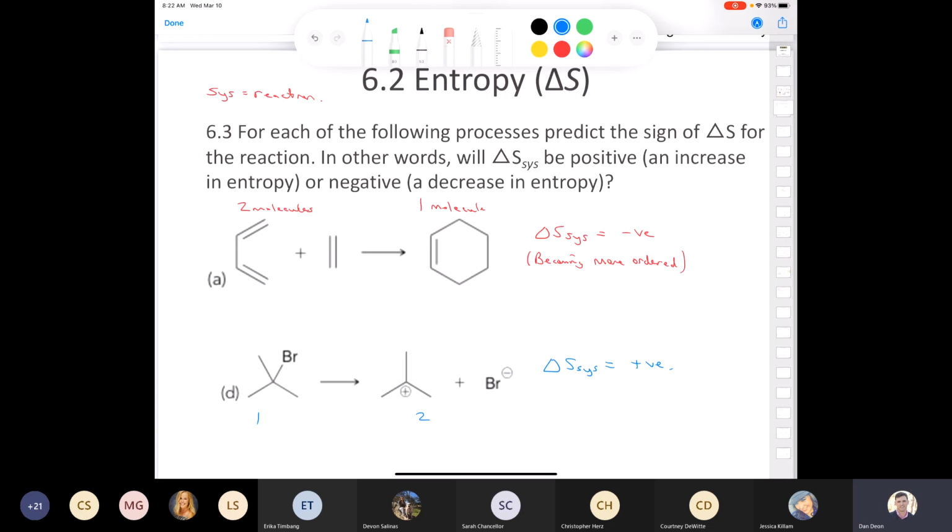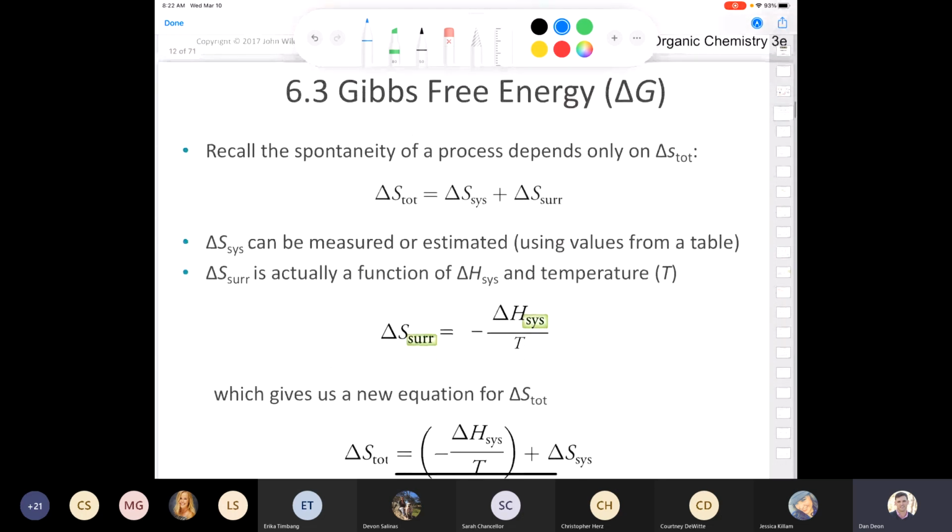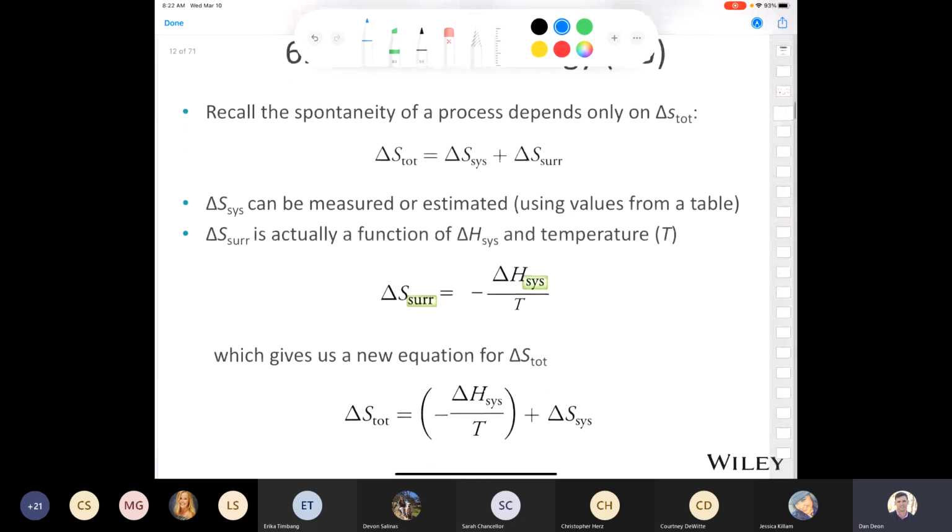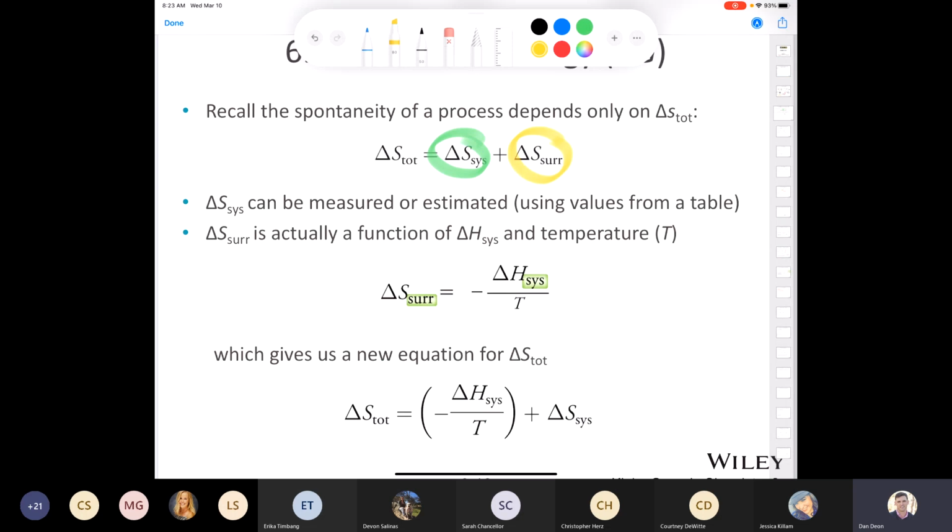Now, you guys know that when I said the entropy is the ultimate deciding factor as to whether a reaction will be spontaneous or not, you know that the total entropy of the system plus surroundings is basically what we refer to as Gibbs free energy. And if you need a little refresher on that, I've got one right here. It says that the spontaneity of a reaction is going to depend on the total entropy, right? It depends on the entropy of the reaction, and it depends on the entropy of the surroundings, the environment around the reaction.